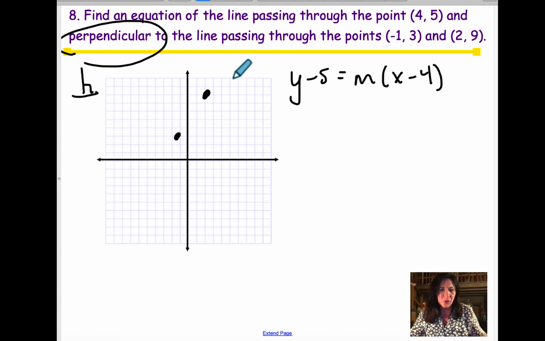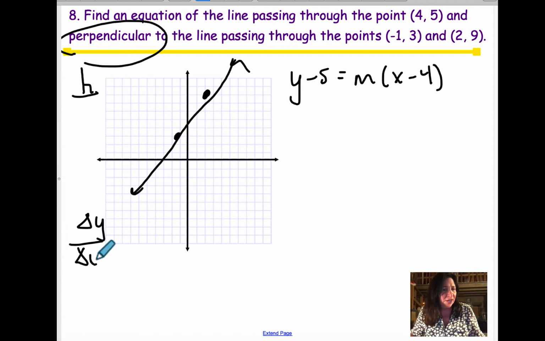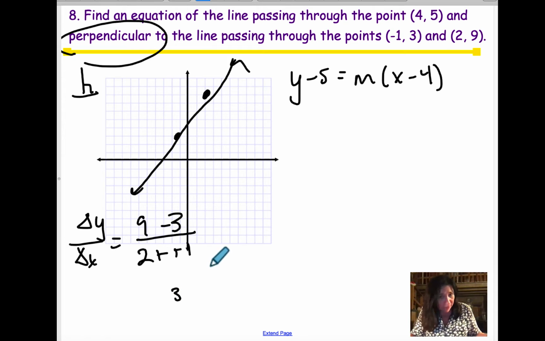So, you know, completely your choice. You can count up and over to find the slope, or you can use the slope formula, right, which is the change in y over the change in x, which basically means subtract your y's. So let's see, we got 9 minus 3, and then subtract your x's on the bottom. So that would be 2 minus negative 1, which makes 2 plus 1, which is 3. 9 minus 3 is 6. 6 over 3 is 2. So my slope is 2.